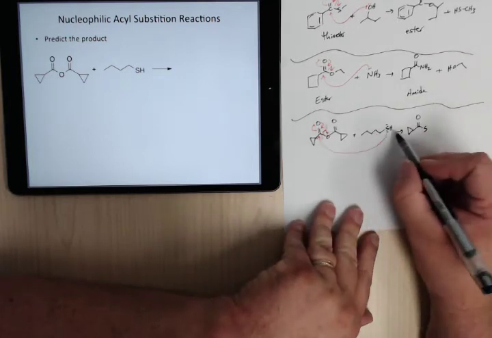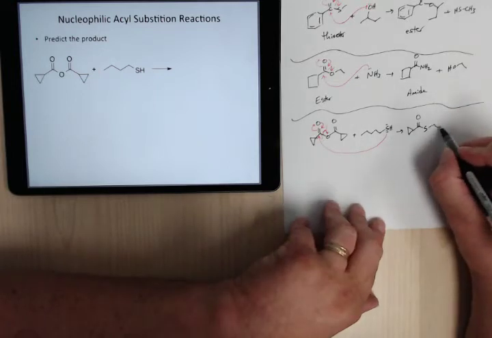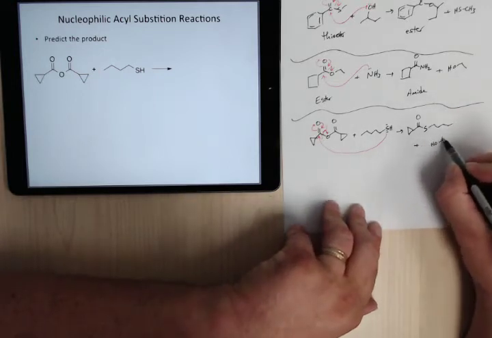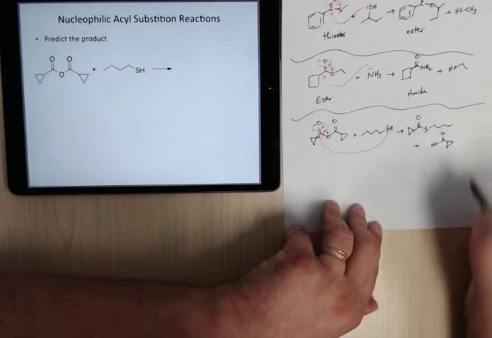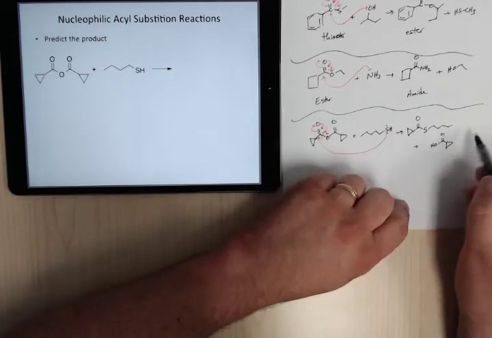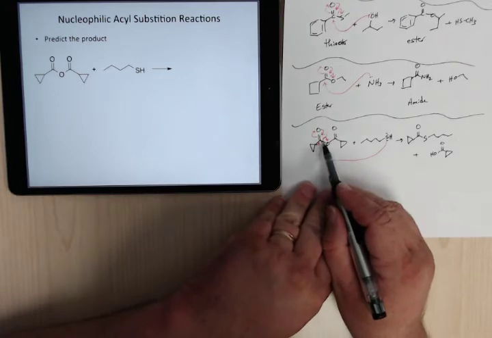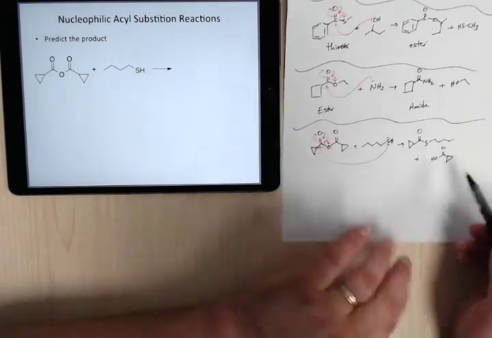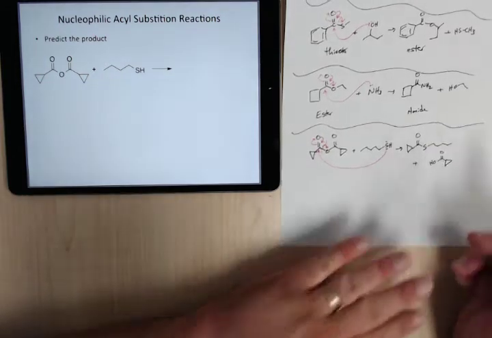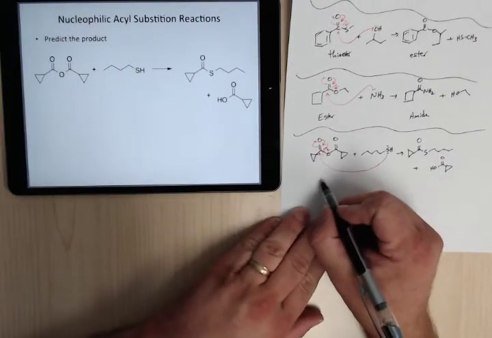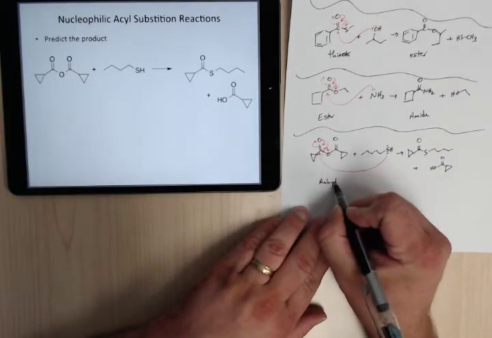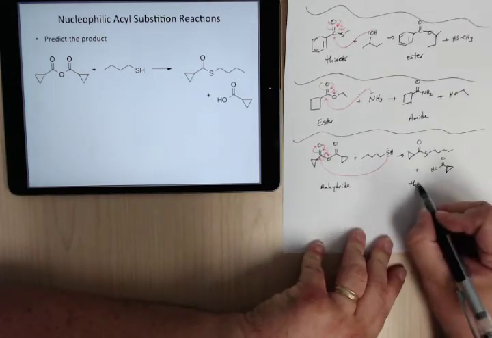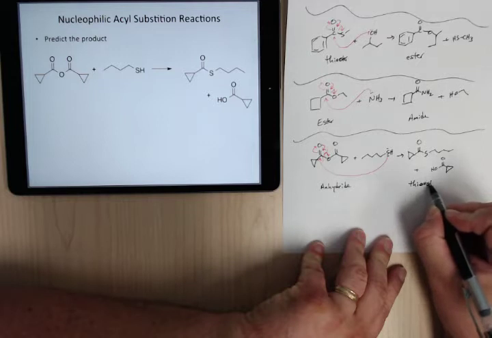And again, as it's leaving, it's going to snatch a hydrogen. So you're going to have that plus like that. This is just your leaving group, right? You're snipping that bond right there, so this all falls away. So there you go. You're going from an anhydride to a thioester. So you're good.